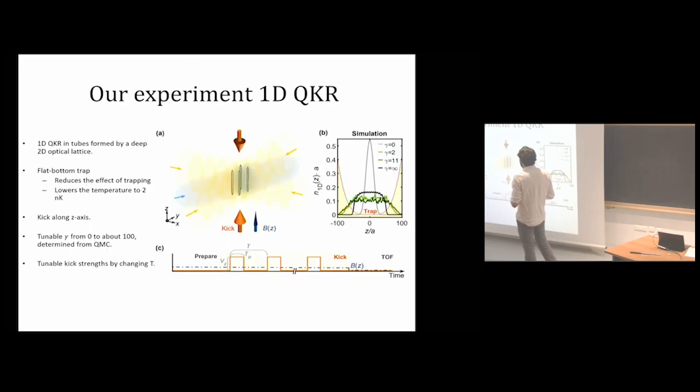So we wanted to do the same experiment, but now with our atoms, and we wanted to especially think about what happens when you add interactions. So we can tune gamma to values of maybe 100 and so on, and we are interested in, okay, does this phenomenon survive in a strongly interacting limit?